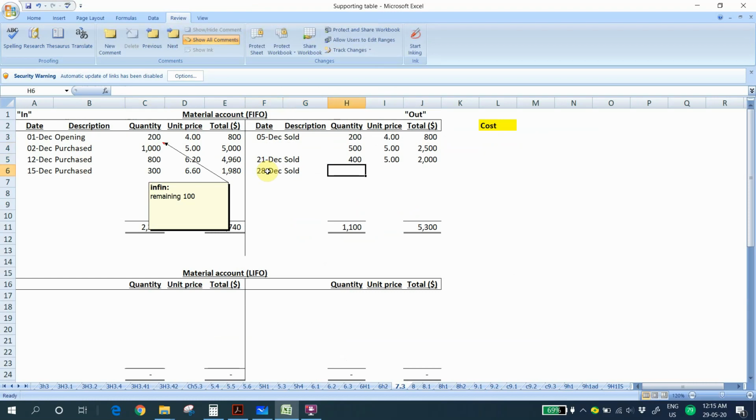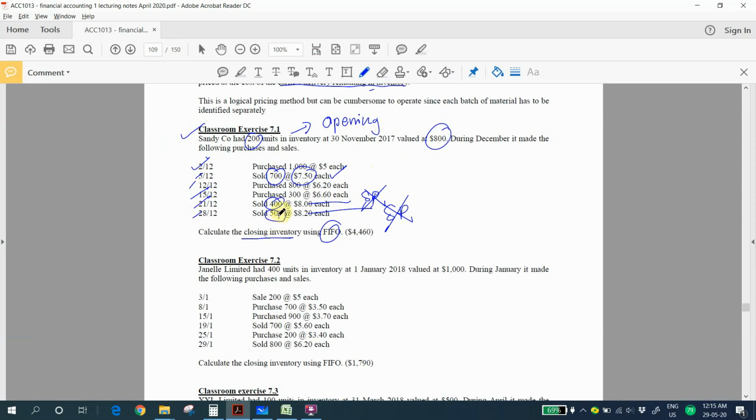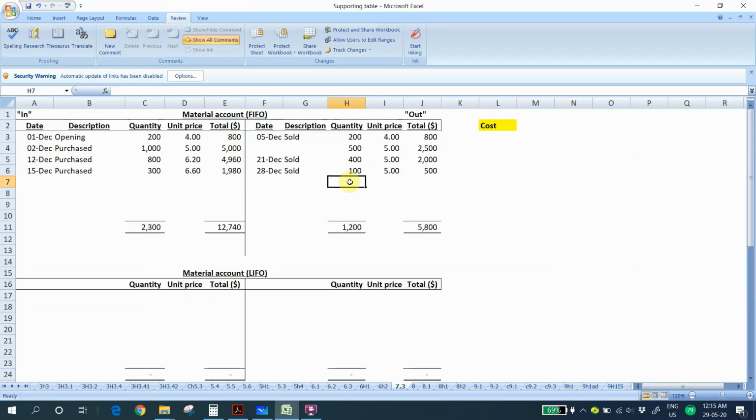So the customer required 500 units. So we have to find the earliest balance. So this batch we still have 100, right? So we will utilize this 100 at the cost of $5 each. So this has been fully utilized, so we delete it. And 100 definitely cannot meet the order, right? The order is 500. It means that for the balance of 400 we have to utilize the third batch of the product. And for the third batch of the product, the cost is $6.20 each.